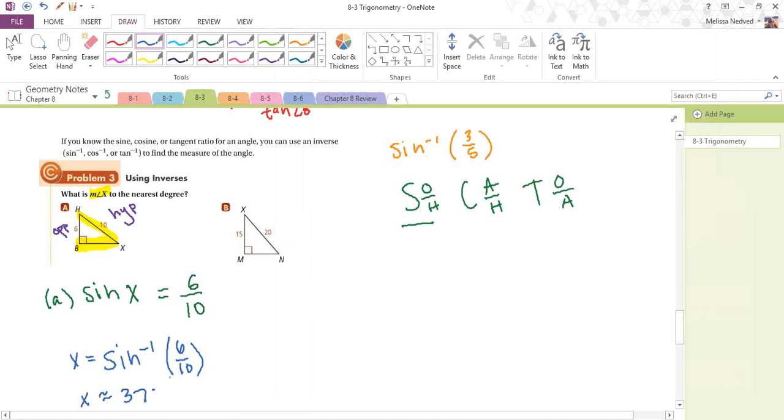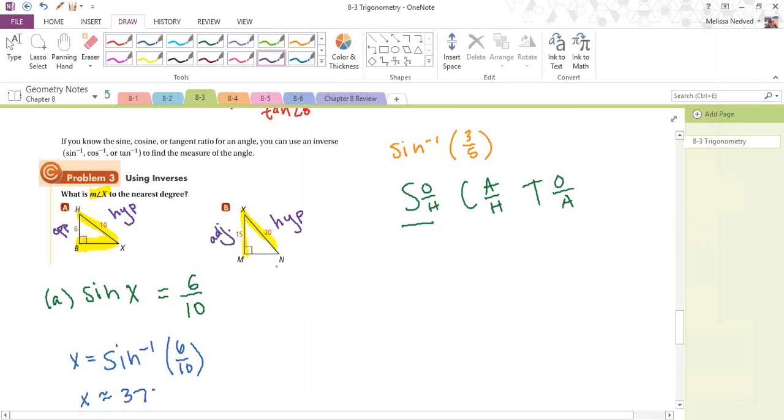So very similar type of concept. Pick SOHCAHTOA, pick sine, cosine, and tangent based on what you know and the angle you're looking for. Now we're just adding that new step of using inverse sine. Let's look at part B. Again, I'm still looking for x. It's a different triangle, so now x is at the top. And let's label what I know. Well, opposite is MN, but I don't know the length of that side, so I'm not going to label that. 20 is my hypotenuse, 15 is my adjacent.